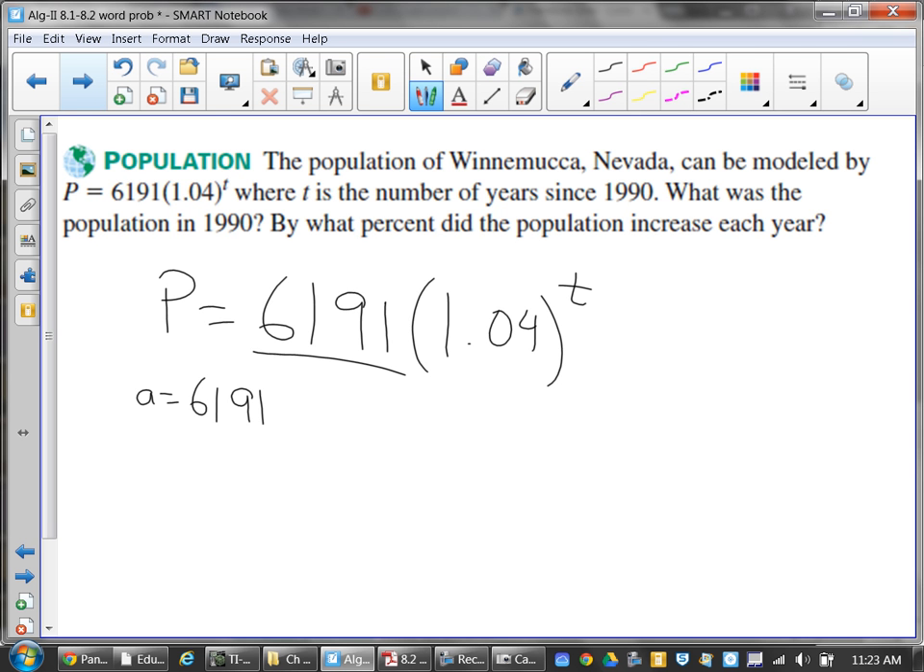So, in this case here, what is your rate? What's your rate? It's 0.04.